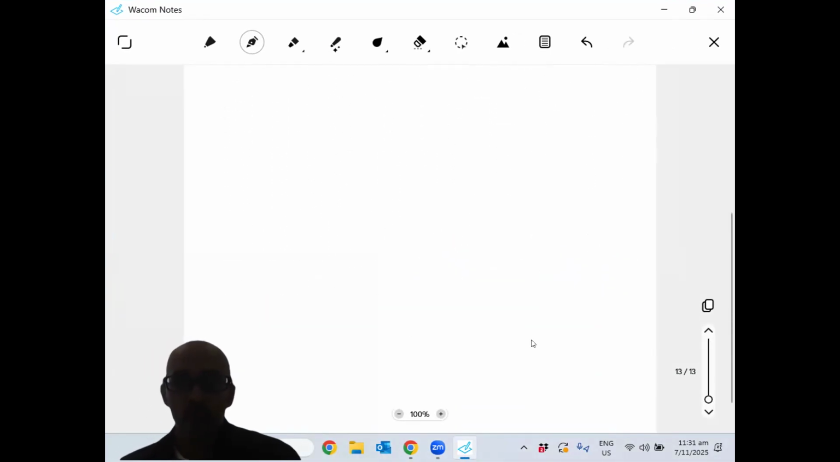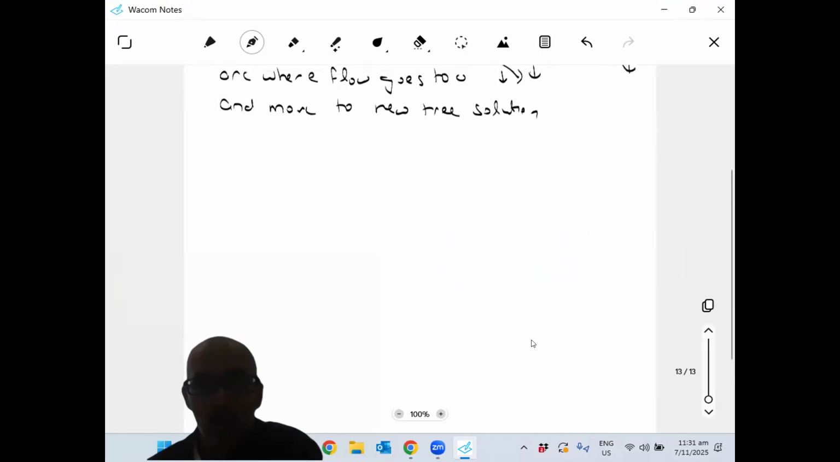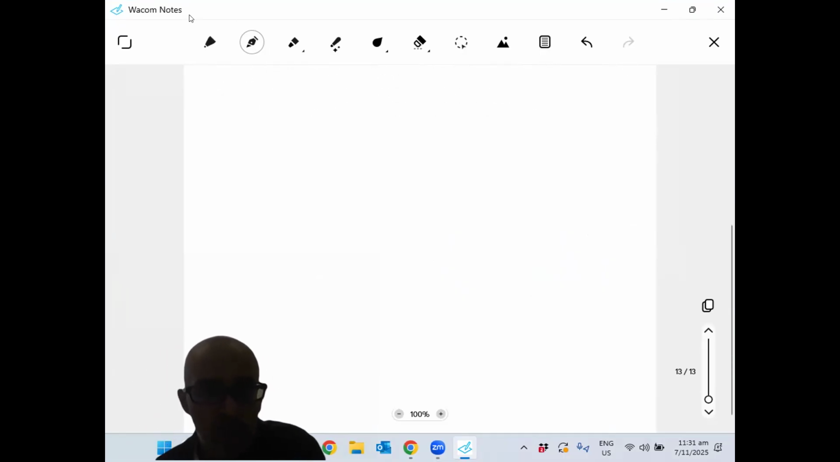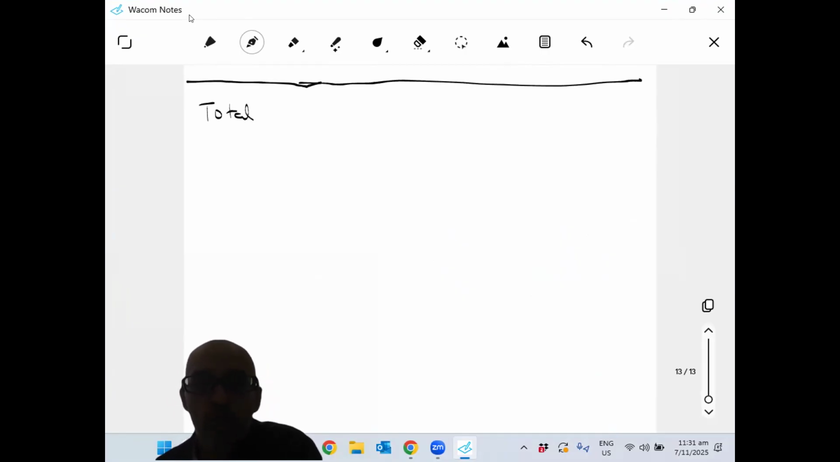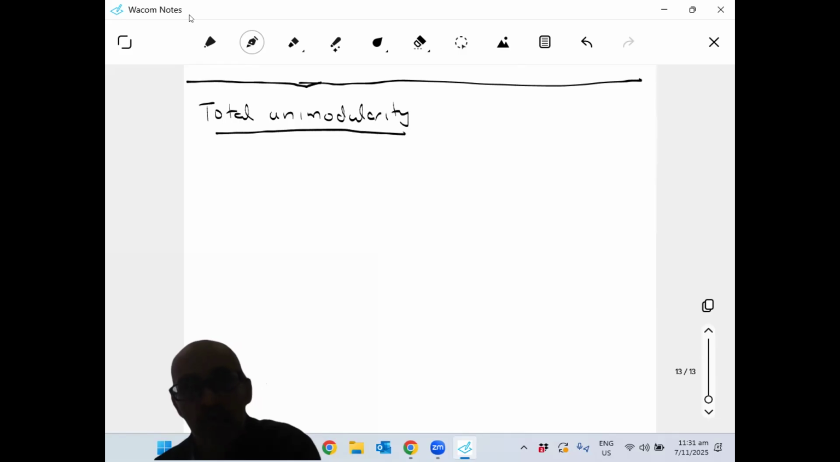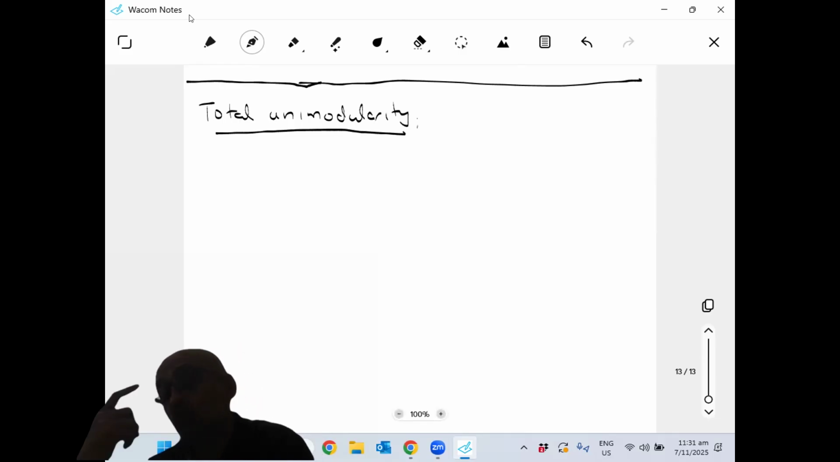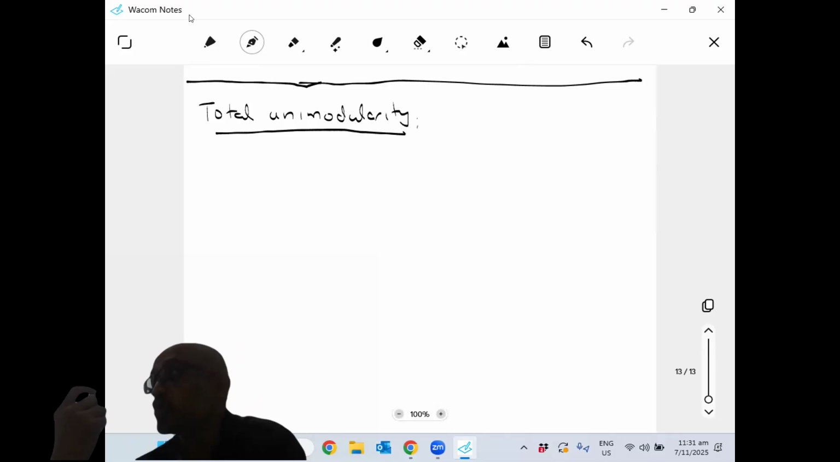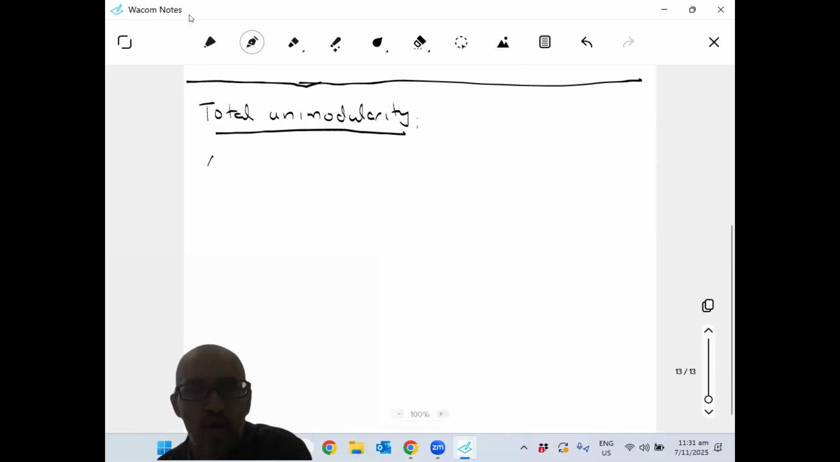Okay. Fine. I want to mention one important thing next, which is the idea of total unimodularity. This will also help us later on in discrete optimization. It is a property of network flow problems. So what is total unimodularity? It's a property of a matrix A.